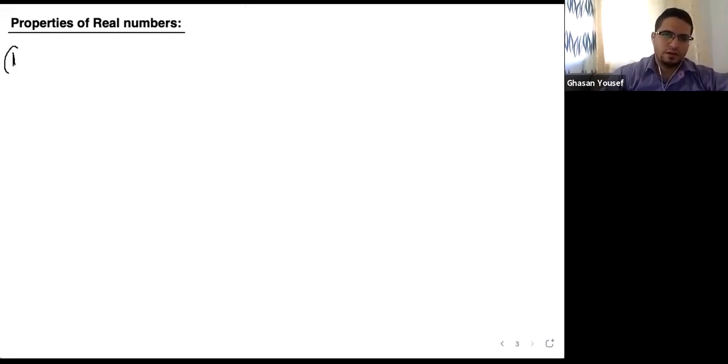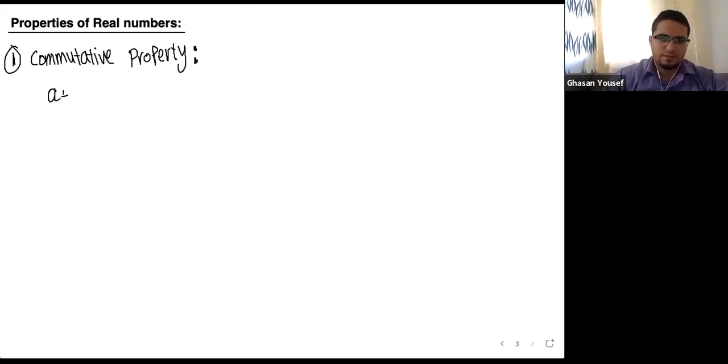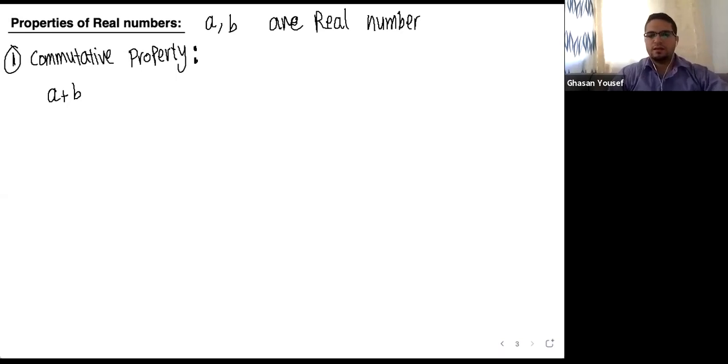So the first property of real numbers is called the commutative property. The commutative property is telling us about A plus B, where A and B are both real numbers. So suppose I have two real numbers, A plus B. This is equal exactly to B plus A.